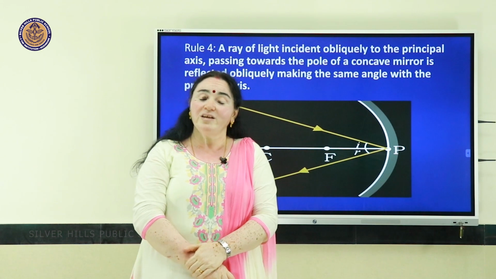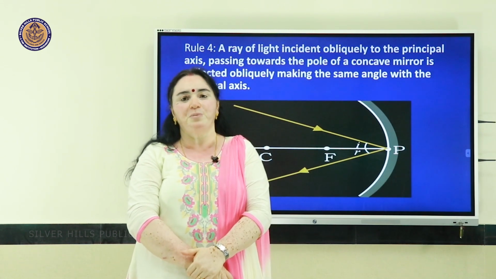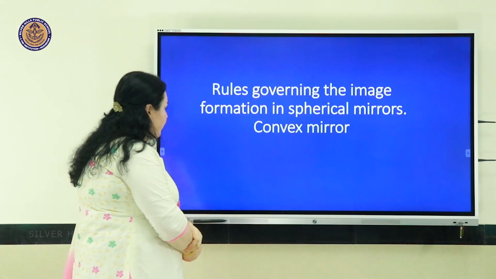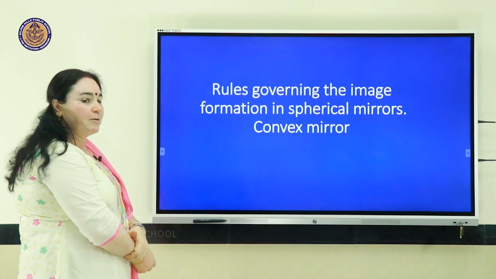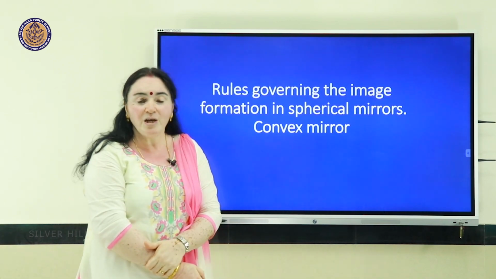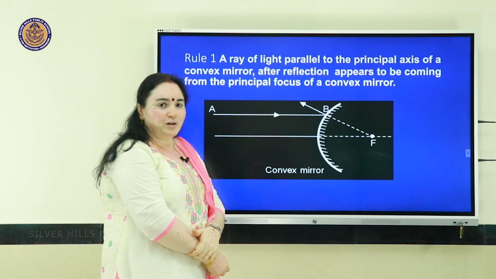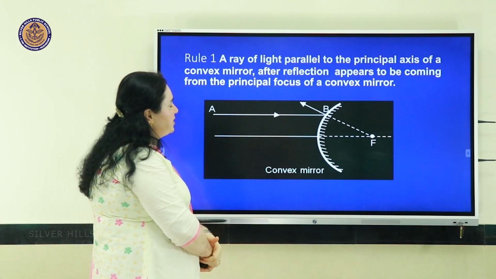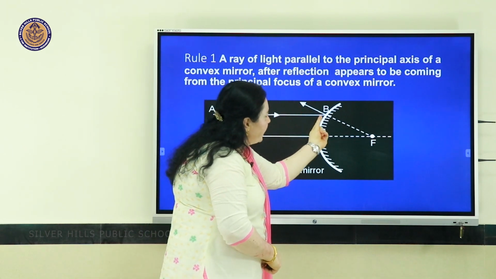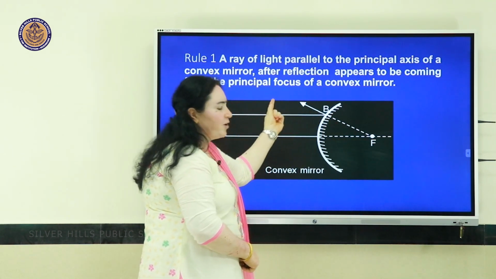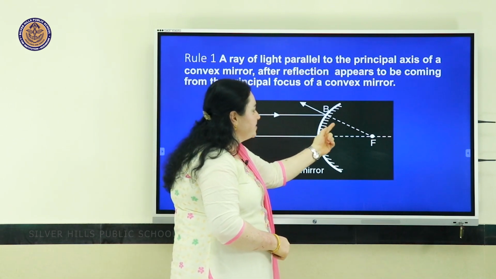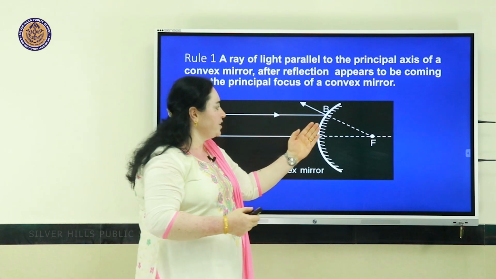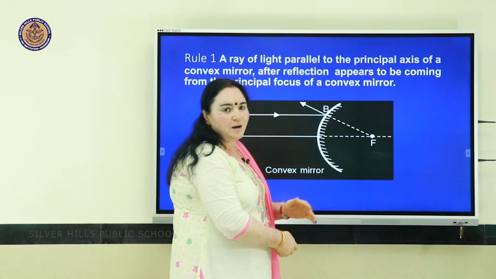Now let us see how the same rules are going to be applied for a convex mirror. So next lies the topic, rules governing the image formation in spherical mirror, convex mirror. First rule, a ray of light parallel to the principal axis of a convex mirror after reflection appears to be coming from the focus. The dotted lines are actually our imaginary lines. It is imagined as if the ray of light is coming from the focus.